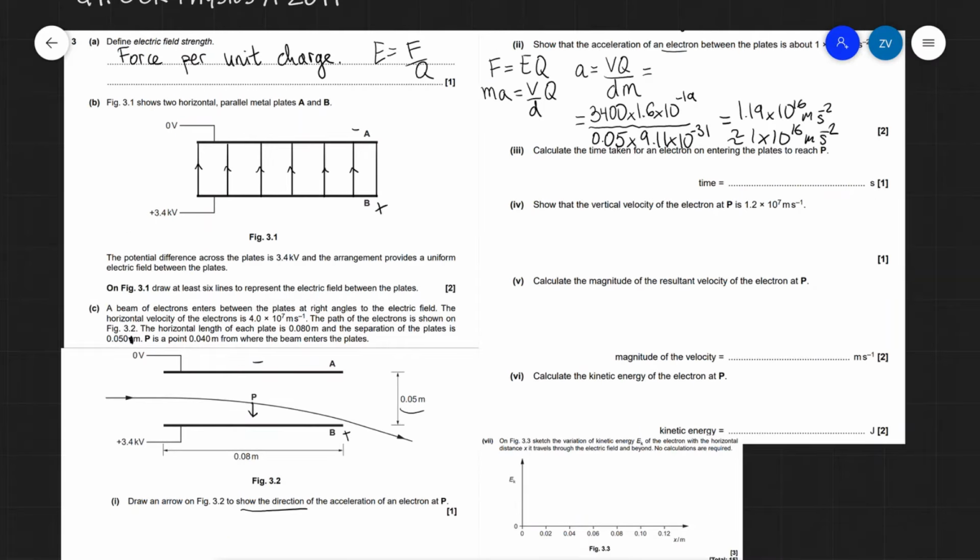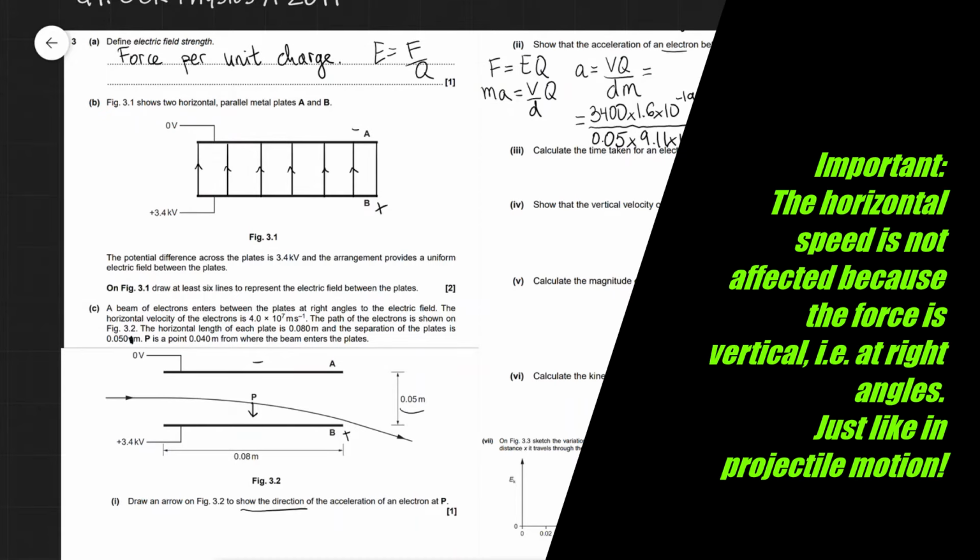Hey guys, next part, calculate the time taken for the electron on entering the plates to reach P. Now, a couple of really important bits. Number one, the horizontal velocity of the electron is completely unaffected by the force which acts on it, because the force is acting at right angles to the motion. Hence, there's no work being done in the horizontal direction, only in the vertical. So this means that the horizontal speed will remain the same.